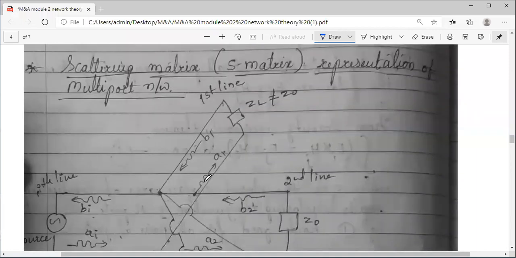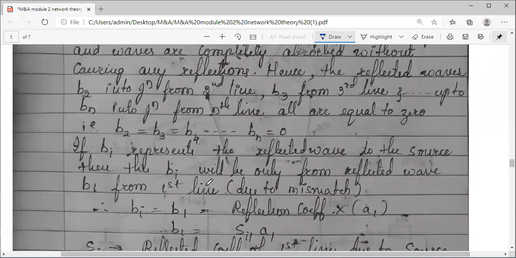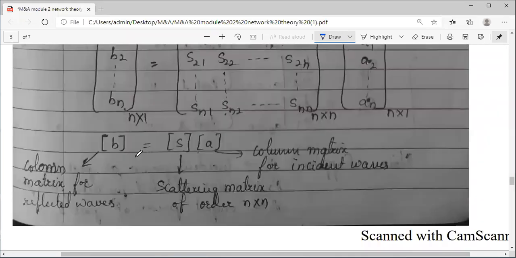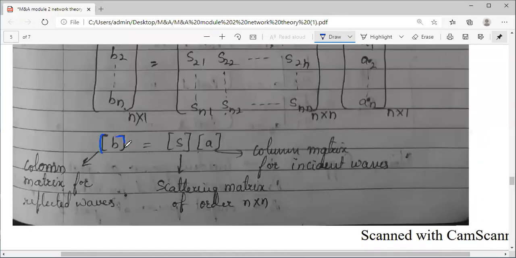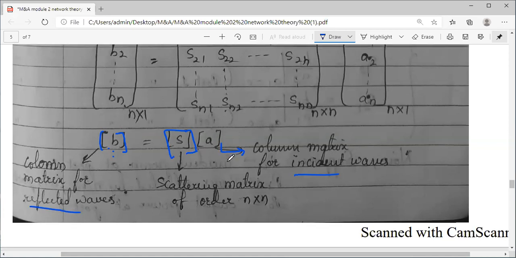And the scattering matrix representation we have already covered: how generally any scattering matrix, S parameters, can be represented. B, that is the reflection. This B indicates your reflected wave. Collectively in a matrix form I have written, it's a column matrix. S, which is your S parameter or S matrix, scattering matrix, and A, which is again a column matrix. A indicates incident wave, B indicates a reflected wave. So the general notation is B is equal to S into A.